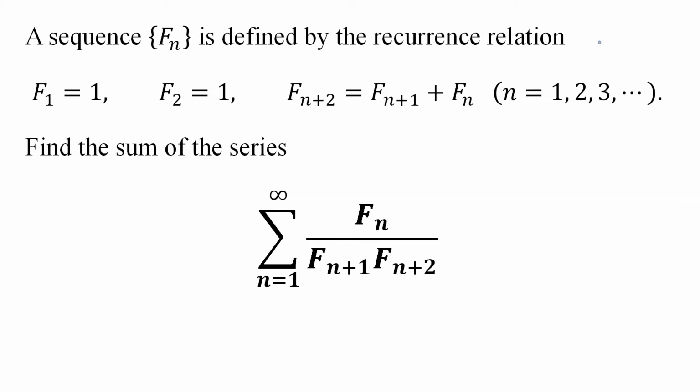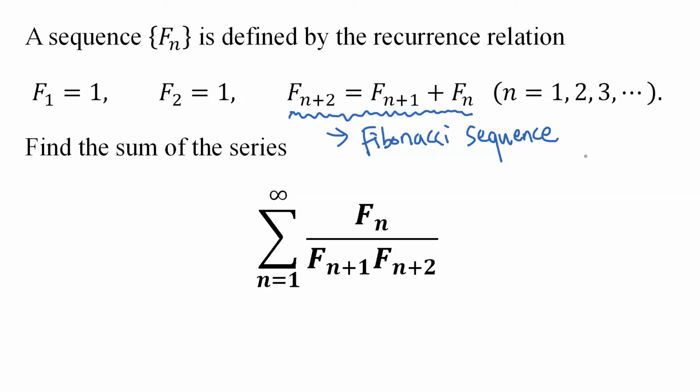Today we will calculate the sum of the infinite series. So here, a sequence Fn is defined by the following recurrence relation. It says F1 equals 1, F2 equals 1, and Fn+2 equals Fn+1 plus Fn. Now some of you might have noticed that this sequence is the Fibonacci sequence, one of the most famous sequences.